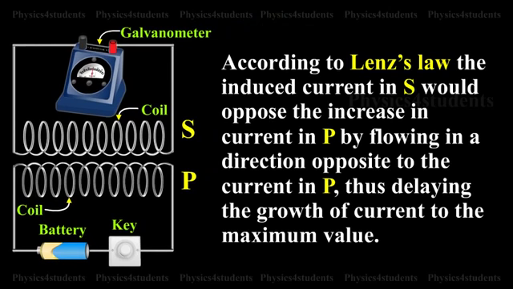According to Lenz's law, the induced current in S would oppose the increase in current in P by flowing in a direction opposite to the current in P, thus delaying the growth of current to the maximum value.